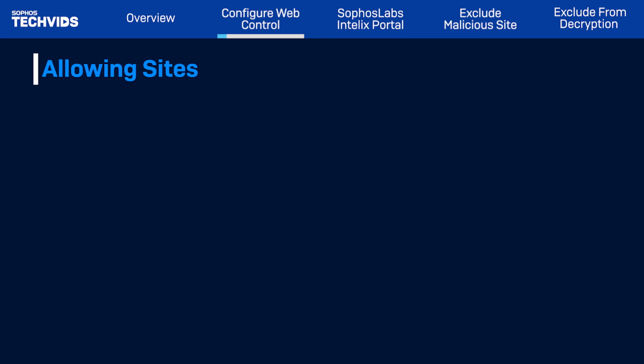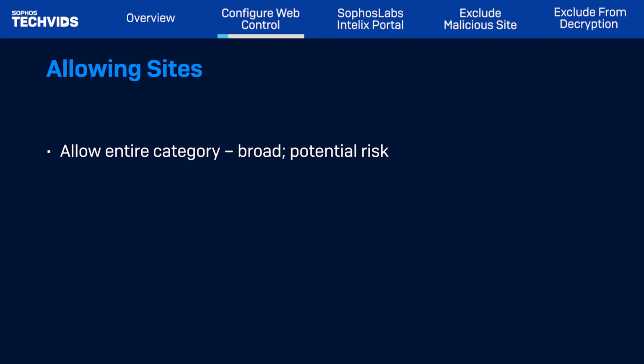When allowing a site, there are several ways to do this. You could allow that category explicitly within the web control policy to allow all sites of that type. However, this may not be the best option. Allowing a broad category on your web control policy poses a risk of unwanted sites, and this can lead to unintended access to inappropriate or harmful content.